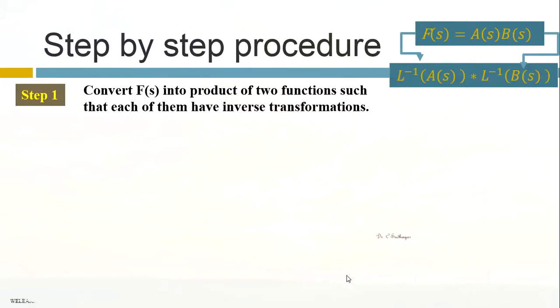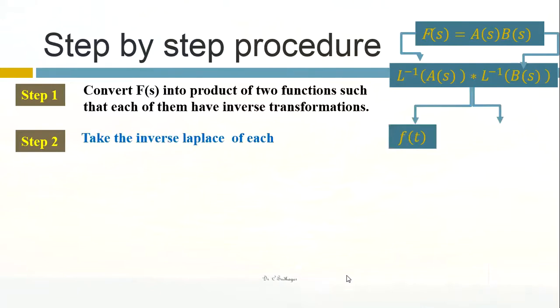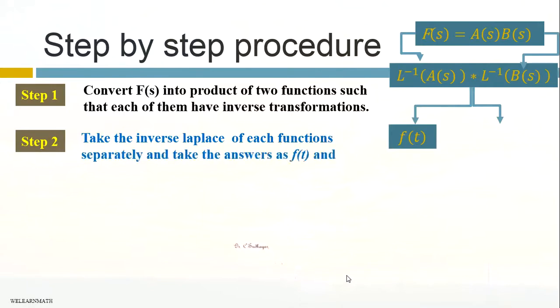You have to convert in such a way that a of s and b of s have inverse transformations by basic rules. After converting this, just find the inverse transformation. Let us say that the inverse transformation of the first part a of s is f of t and of the second part b of s is g of t. So a of s inverse transformation is f of t and b of s inverse transformation is g of t.